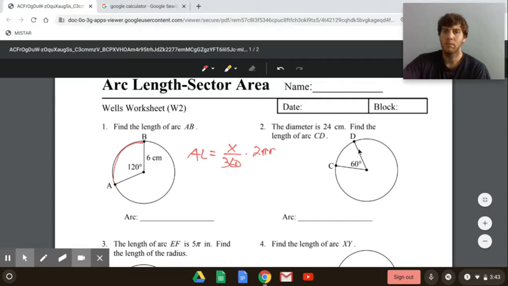The second one here, it says the diameter is 24, and then again, we want to find the length of the arc. So we're looking for the length of CD. So again, you're going to use this formula. You're given a diameter of 24, right? Okay, but our formula calls for radius, so you're going to have to divide by 2, and so that's going to be a radius of 12.